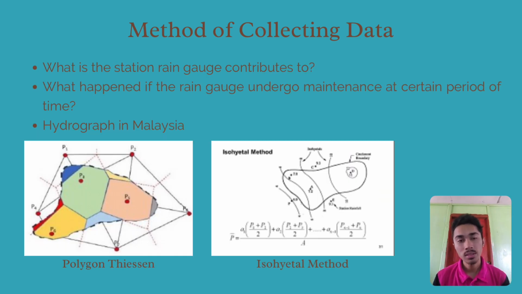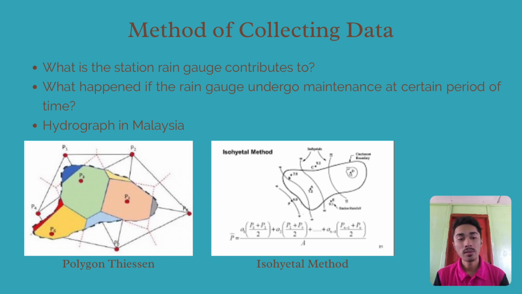So from the precipitation data we collected from stations across various areas in Malaysia, what is the use of it? The rainfall gauge or precipitation data we collected by using gauges contributes to calculating the mean precipitation, or average precipitation, of the area.